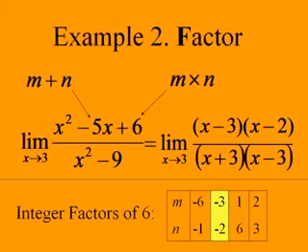To factor the numerator, we need 2 numbers, m and n, such that m plus n equals negative 5 and m times n equals 6. We determine m and n by considering the factors of 6. A moment of reflection reveals that the desired values of m and n are m equals negative 3 and n equals negative 2. Therefore, the numerator factors as x minus 3 times x minus 2.